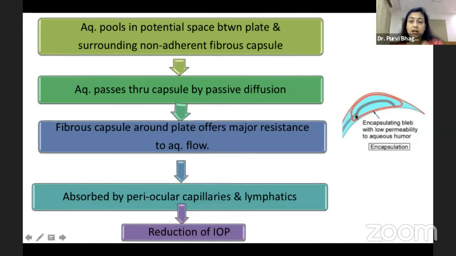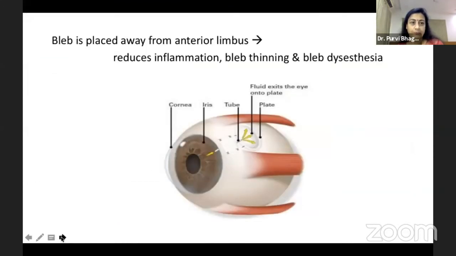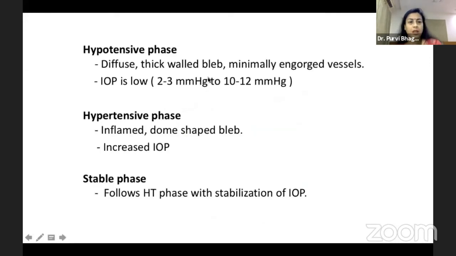So how much your device will function, how much the IOP lowering will happen, is designed by this capsule. Here the bleb is, as we just heard in the prior keynote address, and Dr. Pandav also mentioned, placed away from the anterior limbus, whereas in the conventional trab, it is more encroaching on the limbus and even sometimes on the cornea. So this reduces the inflammation. There is less bleb thinning and lesser bleb dysesthesia.